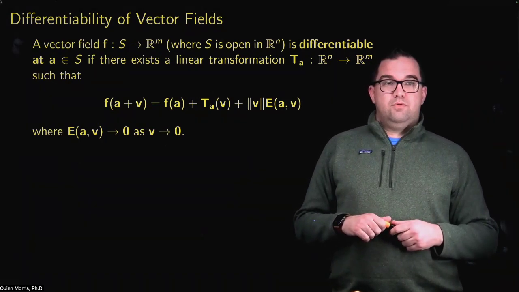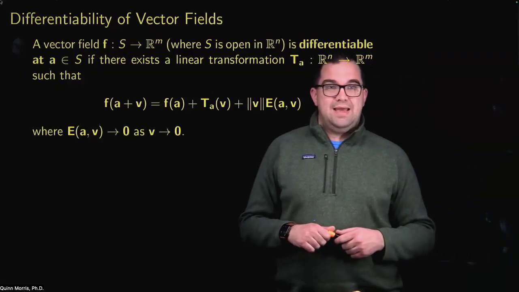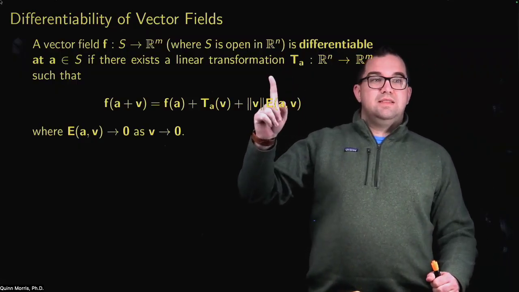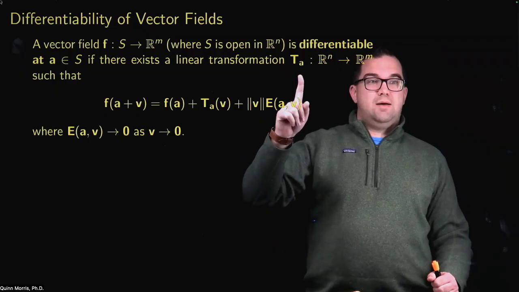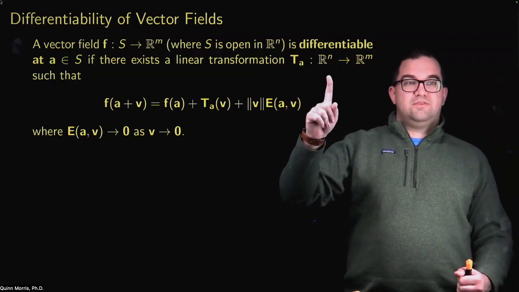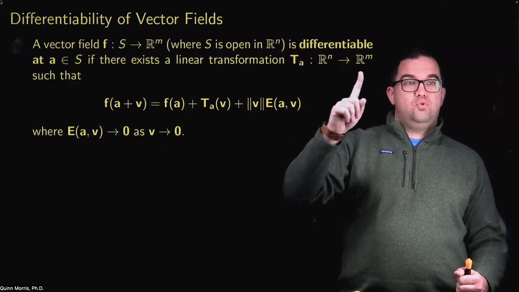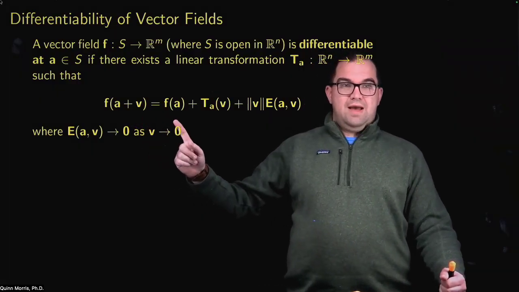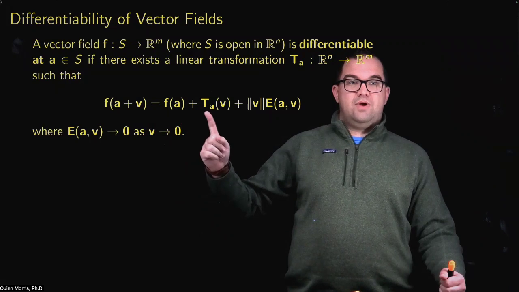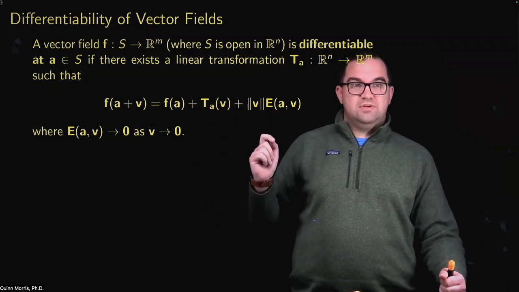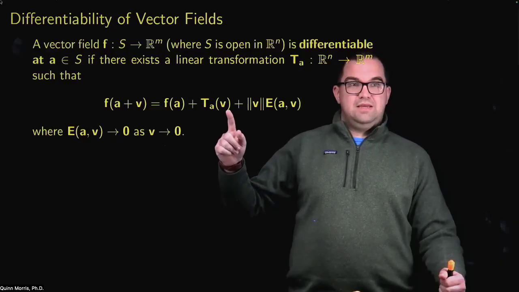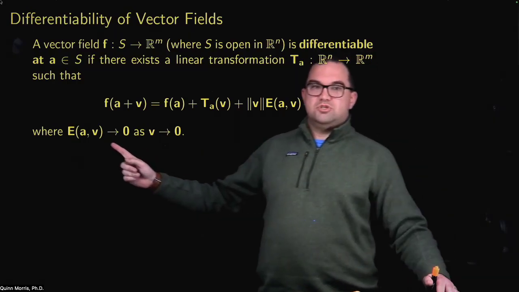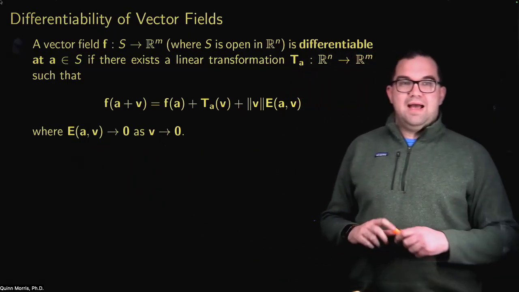So a vector field f is differentiable at a point a if, and again, this is all going to look very familiar with some small changes, there exists a linear transformation T sub a. Now, this linear transformation needs to be from Rn to Rm such that f of a plus v is equal to f of a plus this linear transformation T sub a applied to the difference vector v, plus the norm of v times E of a, v, where this function E of a, v goes to 0 as v goes to 0.